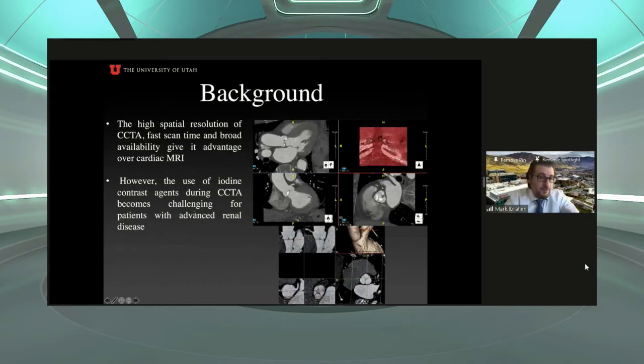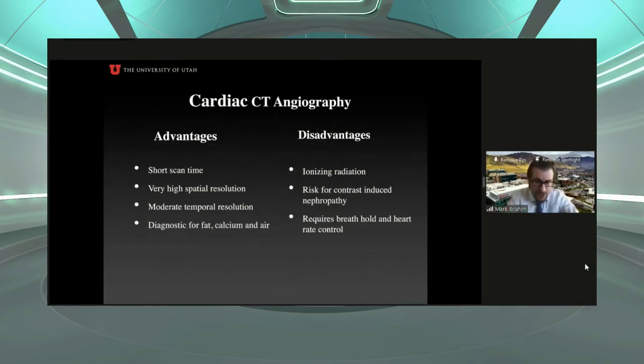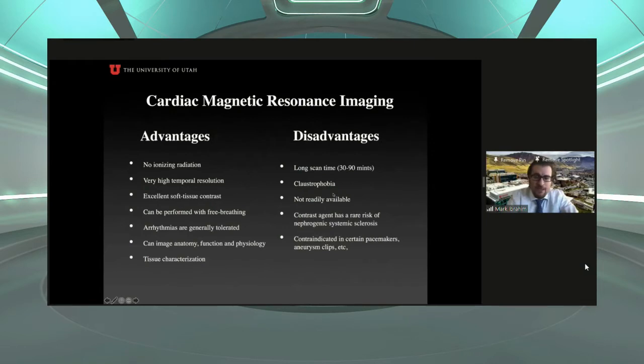However, using this modality could be very challenging in patients at high risk for contrast-induced nephropathy or severe allergic reaction to contrast. Again, cardiac CTA has the advantages of short scan time, being very well established and available, though reading it requires a specific kind of competency. The disadvantages are ionizing radiation and the risk of contrast-induced nephropathy.